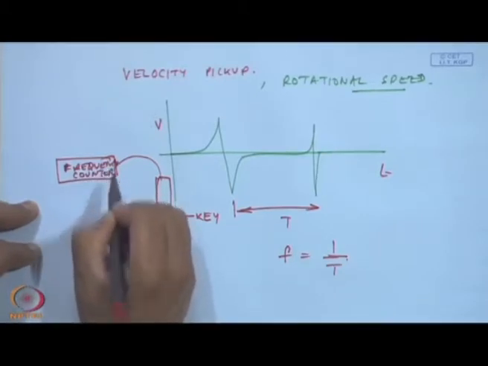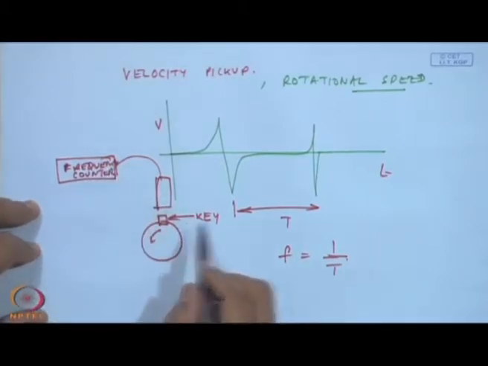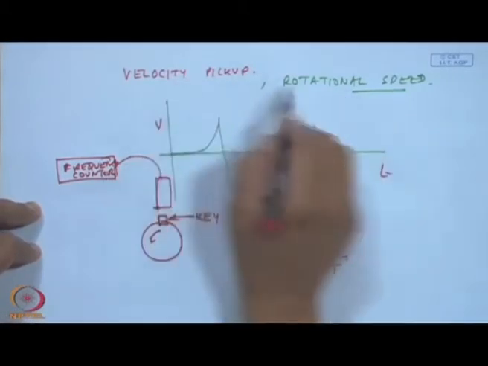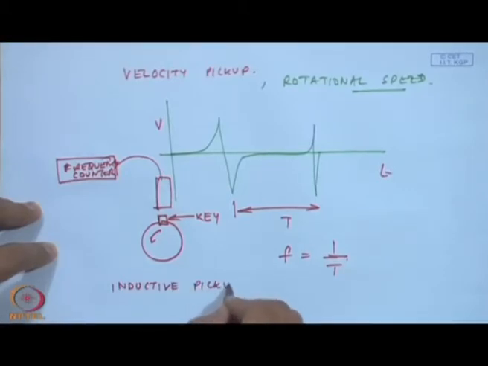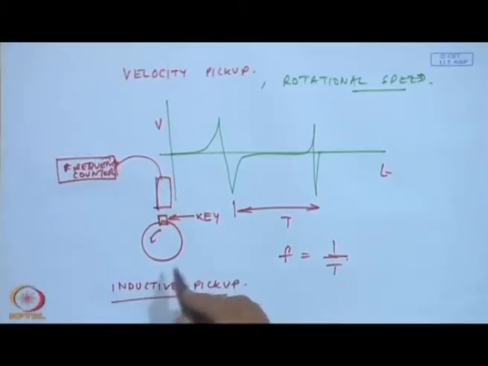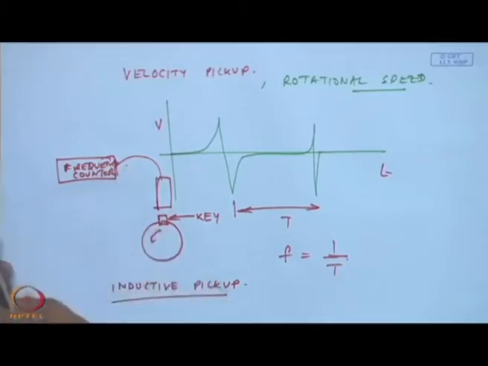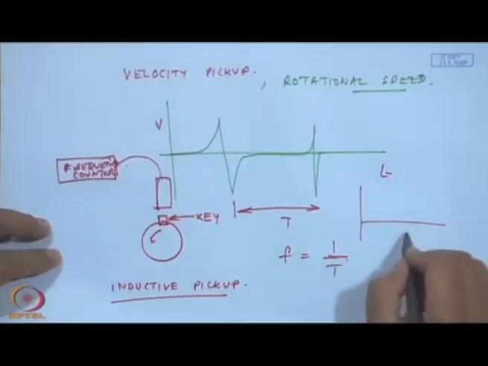And in the industry, all such rotational speed measurements are done through an inductive pickup. Then you can transmit this signal over many meters or kilometers for that matter, and in real time, you will always have this RPM trace.